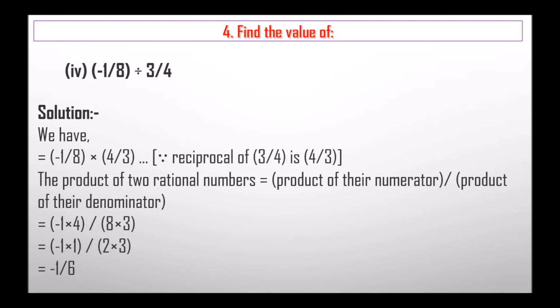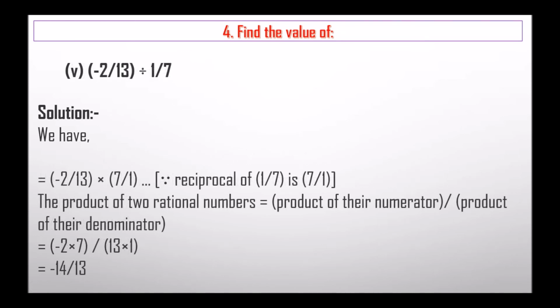Minus 1 upon 8 divided by 3 upon 4. So minus 1 upon 8 into 4 upon 3. So minus 1 into 4 upon 8 into 3. We can cut 4 and 8. So we get minus 1 into 1 and 2 into 3. So minus 1 into 1 is minus 1 and 2 into 3 is 6. So minus 1 upon 6.